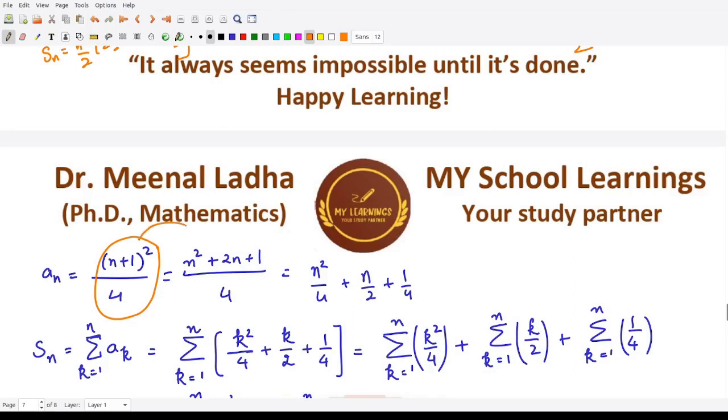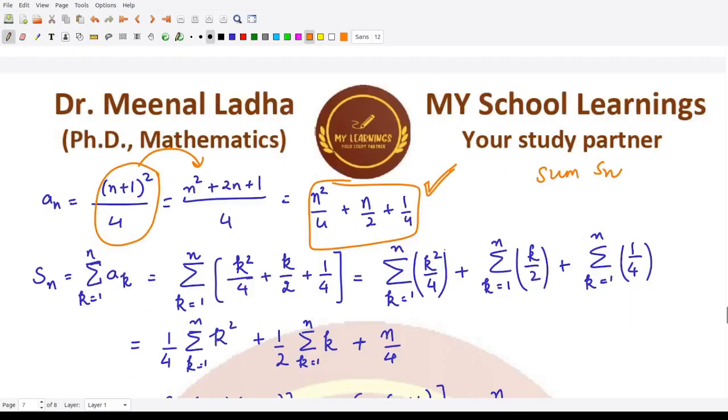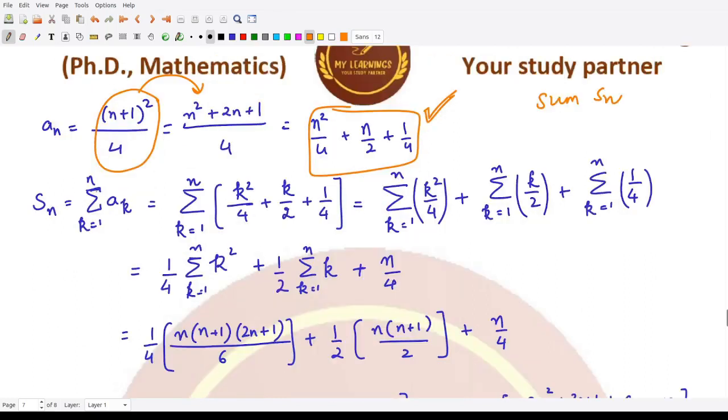And next you can open up the square and separate the terms. So why am I doing so? Because I wanted to calculate the sum Sn, and it would be easier for me if I write the an in separated form. So now we wanted to calculate the sum up to the first n terms. Therefore in this case our sum becomes equal to summation ak. Now you can substitute the value of ak. If your an is this, your ak would be k square upon 4 plus k upon 2 plus 1 by 4, substituting n equal to k into this expression.